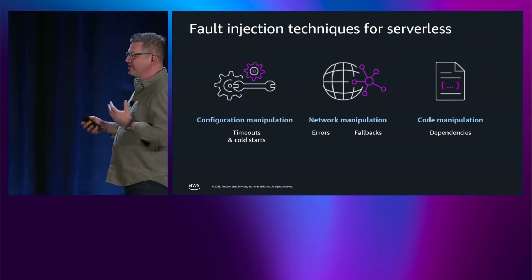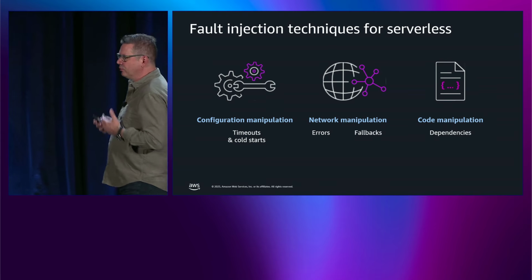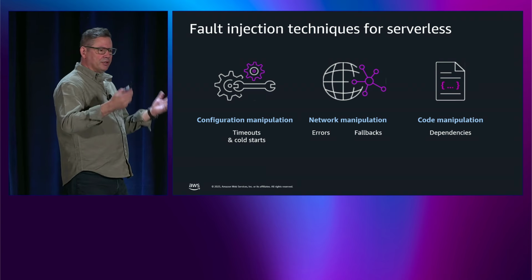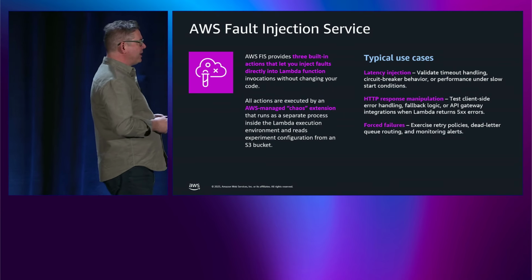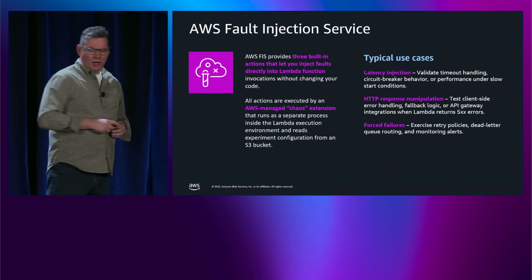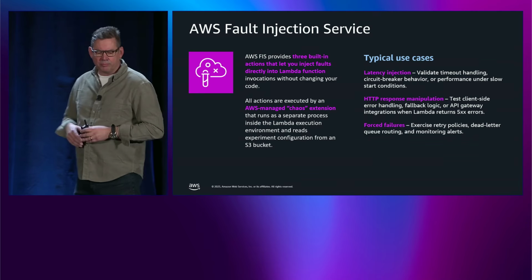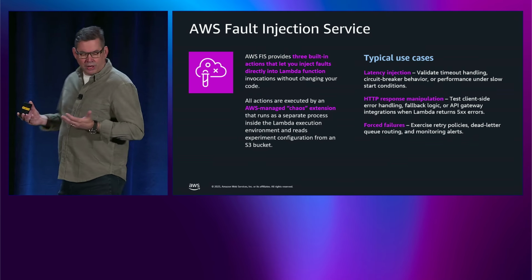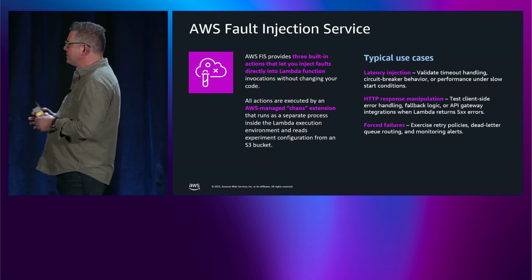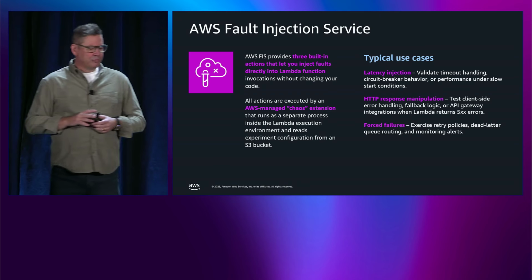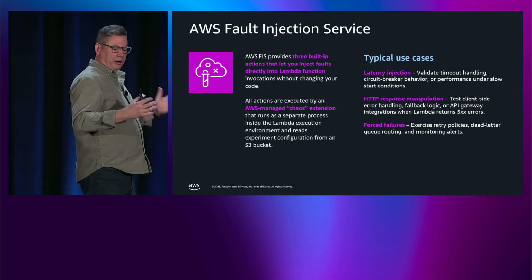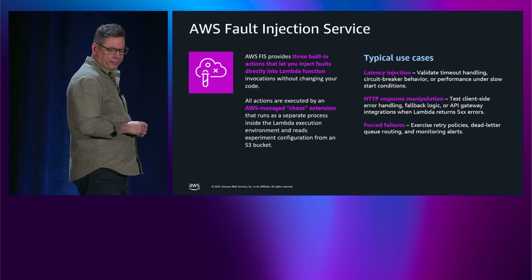Or we might want to mess around with some of the code dependencies that our functions have, and also to determine what is the outcome of all of this. If this happens in production, how can we get back to a safe space? And this is where the fault injection service can help you test some of that. It's got built-in capabilities that help you fundamentally manipulate latency. You can do HTTP response manipulation, and you can also force particular failures to see how overall your system behaves when things aren't going down the happy path.